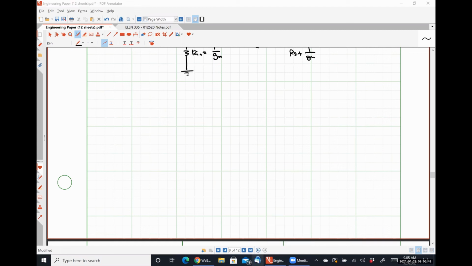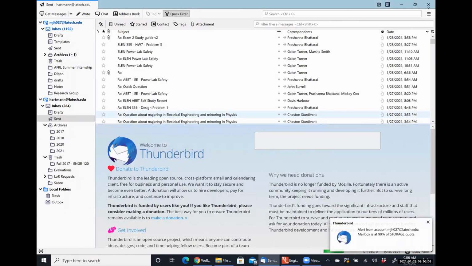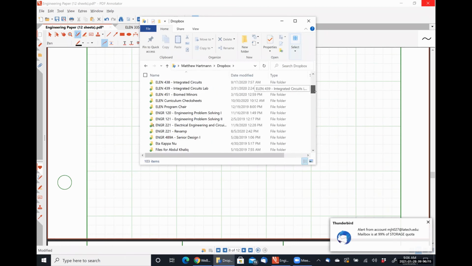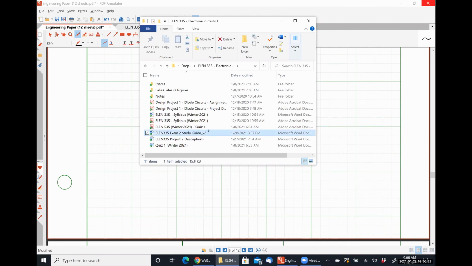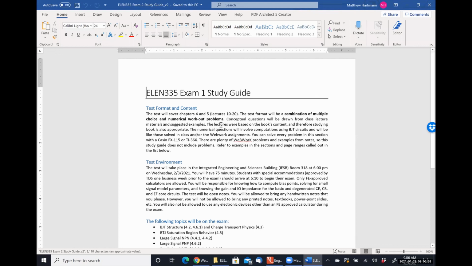So let me pull up my emails real quick. I'm going to be posting this online. Oh, wait, actually, it's in my Dropbox. So I'll close that. I don't need that. Let's see. Dropbox, ELEN 335, Exam 2 study guide. I'm going to post this online, but I just want to talk about something very important. Open the file. There we go. All right, it says exam 1 study guide. It should be the exam 2 study guide. I'm going to blame Prashant on that.